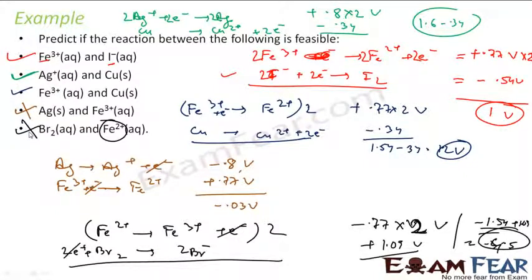So thus you see, you have a combination given, you just have to find the net electron volt. If it is positive, that means this is feasible. If it is not positive, that means it is not feasible.